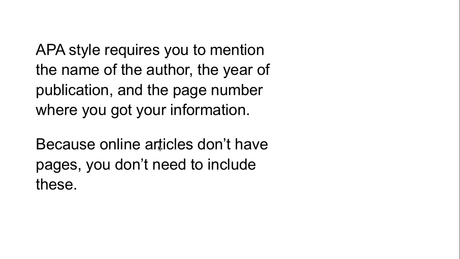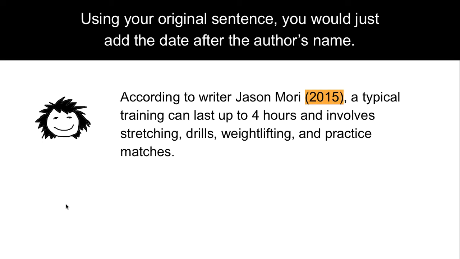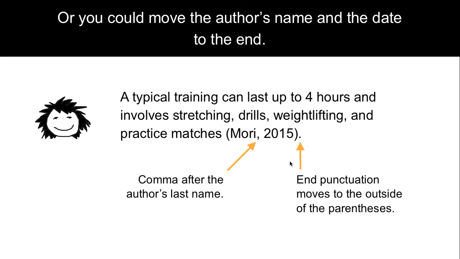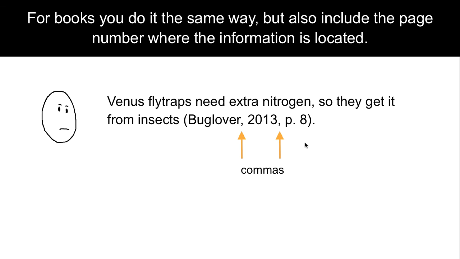Because online articles don't have pages, you don't need to include these. So using your original sentence, you would just add the date after the author's name. According to writer Jason Maury, 2015, a typical training can last. Or you could move the author's name and the date to the end. So you have a comma after the author's last name, and end punctuation moves to the outside of the parentheses.